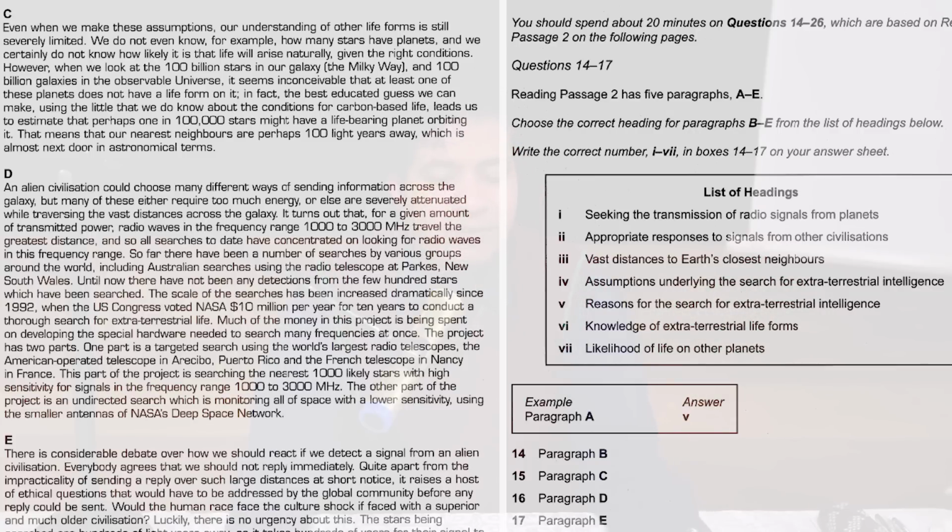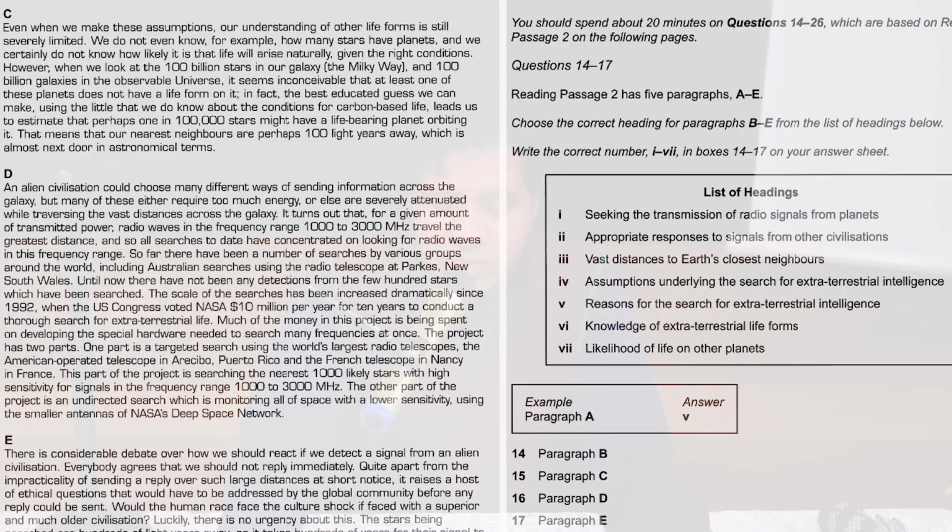Then come to paragraph D. An alien civilization could choose many different ways of sending information. So they talk about alien civilizations and the methods they use to send information to us. And in this paragraph, underline radio waves, 1000 to 3000 megahertz, NASA, 10 million per year. Okay, all these words you can underline quickly, but read and underline. Don't just underline blindly.